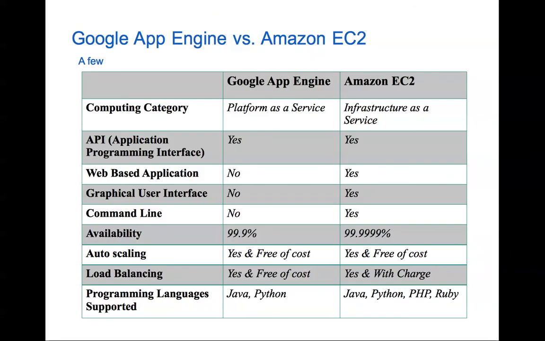Just going through Google App Engine versus Amazon EC2, I found some comparisons. There are a lot of them, but I'm just mentioning a few here. Google App Engine is a platform as a service, and Amazon EC2 is an infrastructure as a service. They both interact with APIs, and Amazon has a web-based graphical user interface and command line interfaces, whereas Google does not have it. For auto scaling, both have the same features, and it's free. For load balancing, it's free for App Engine, but there's a cost involved for Amazon EC2. For programming languages, Google is restricted right now to Java and Python. Amazon has Java, Python, PHP, Ruby, and I think even .NET as well.